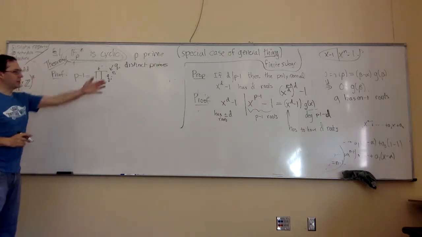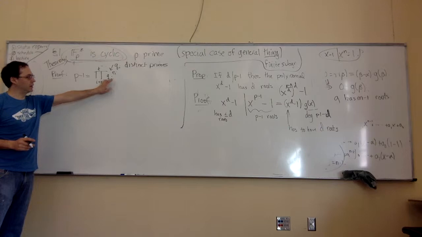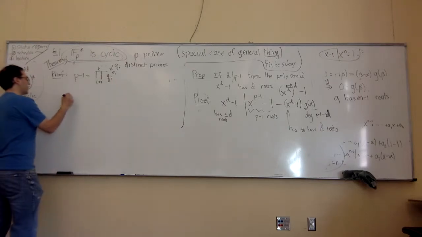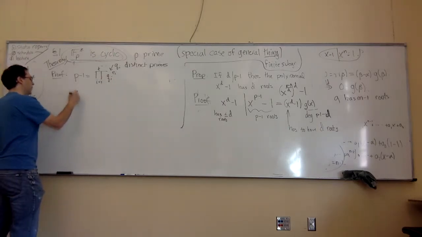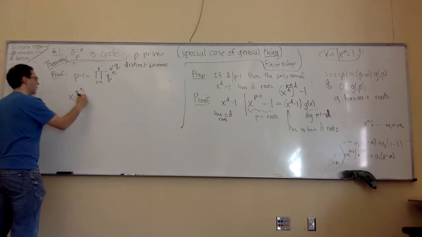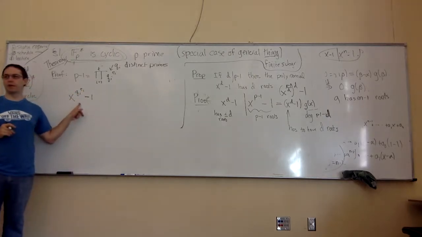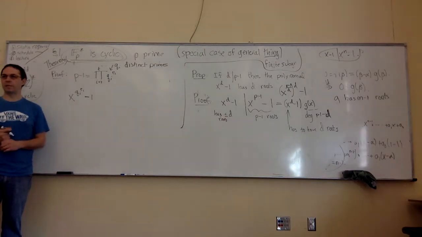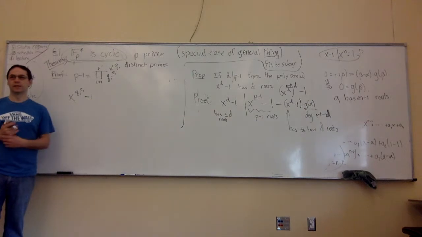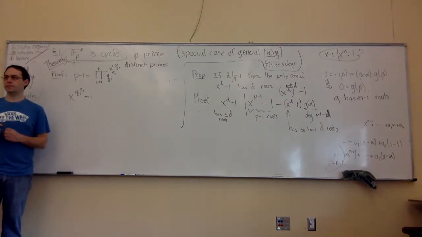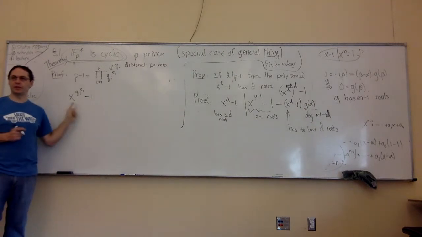Now, guess what my d is? It's going to be q_i to the e_i. So consider x to the power of q_i to the e_i, minus 1. How many roots does this polynomial have in F_p? According to that proposition, how many roots does this have?